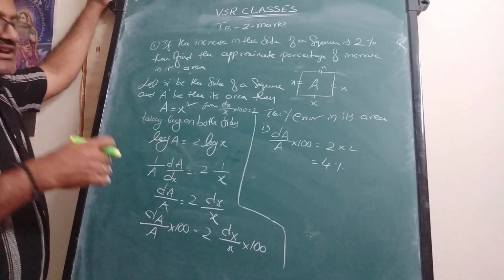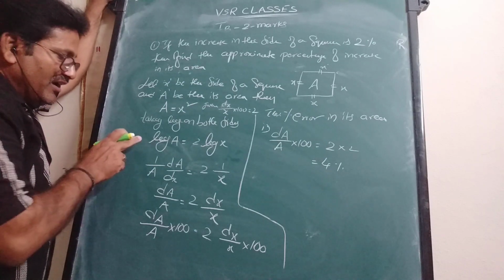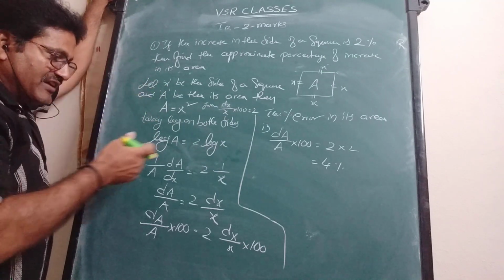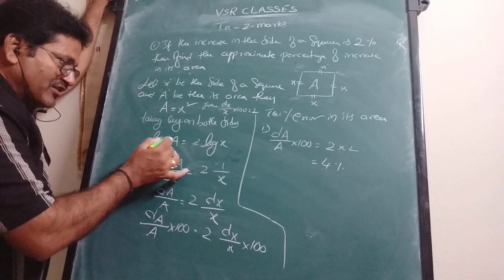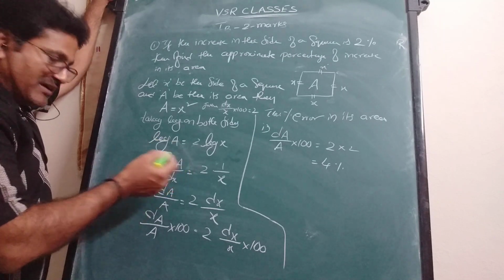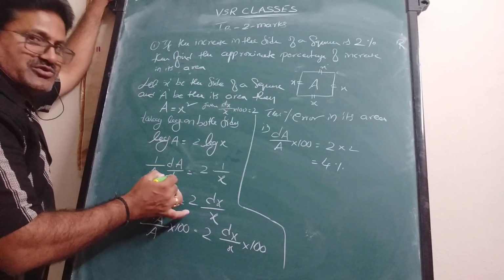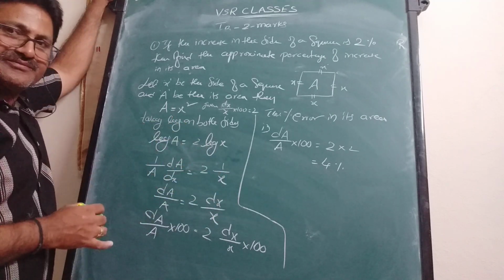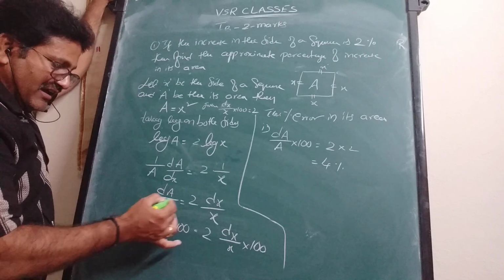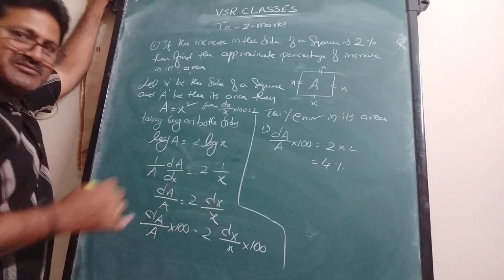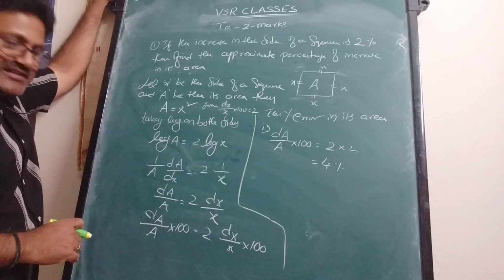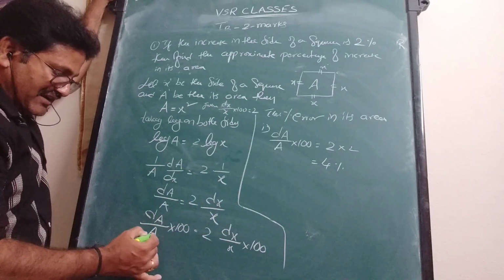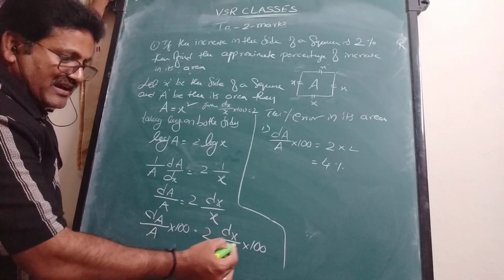After taking log, do general differentiation. Differentiating with respect to x. The function is in terms of x, that is why we are doing it with respect to x. Derivative of log A, A is a different variable, so 1 by A into dA by dx is equal to 2 into the derivative of log x, which is 1 by x. Now we have dA by A is equal to 2 into dx by x. Multiply both sides with 100: dA by A into 100 is equal to 2 into dx by x into 100.